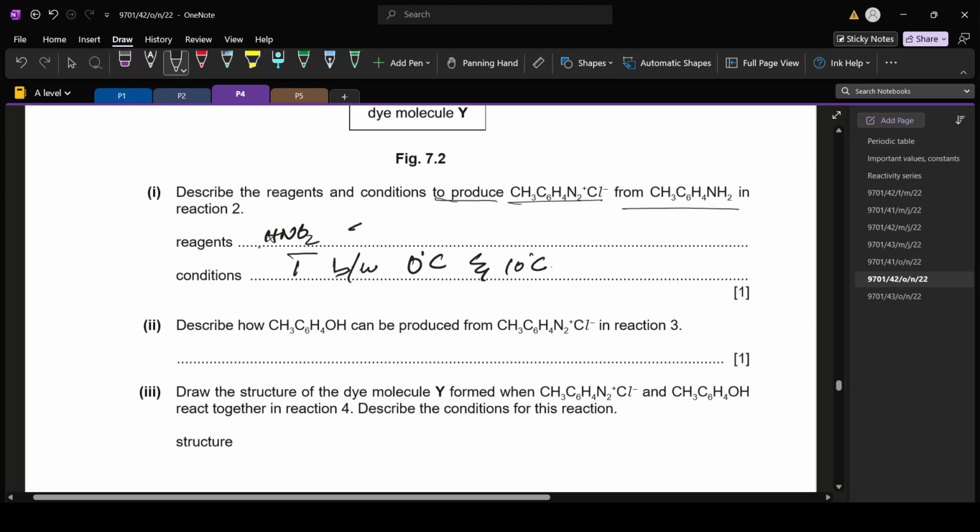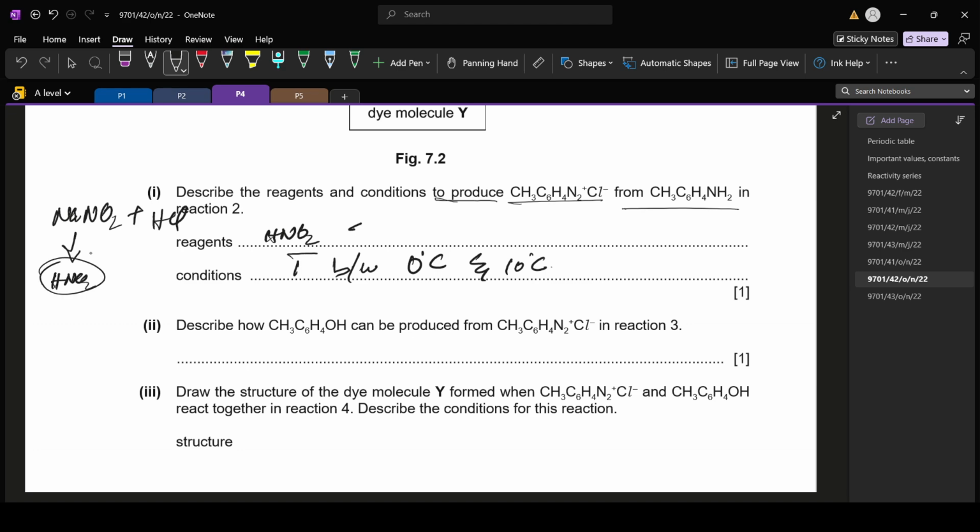And you can also write the reagents as NaNO2 plus HCl, because this sodium nitrite reacts with HCl to form HNO2. This HNO2 is very unstable, so you can write these two reagents as well, or you can also write HNO2.